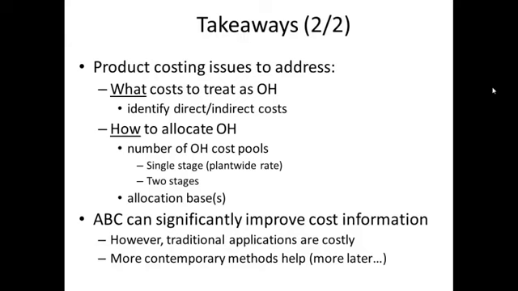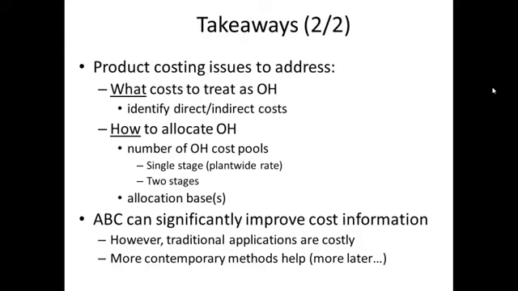Product costing issues to address when you're designing a product costing system. First of all, you have a choice of what you're going to treat as overhead and allocate to the products versus what you're going to try to trace. That's usually a fairly easy decision. The big decision is how you're going to go about allocating overhead. You have to choose how many overhead cost pools you're going to use. Are you going to have a very simple single-stage plant-wide overhead rate, in which case you're only going to have one cost pool and one overhead rate? Or are you going to have a more sophisticated two-stage system, where you have multiple cost pools and then you have multiple overhead allocation rates?